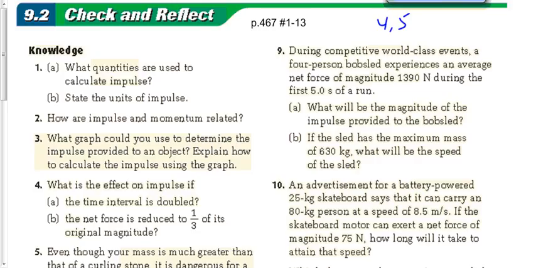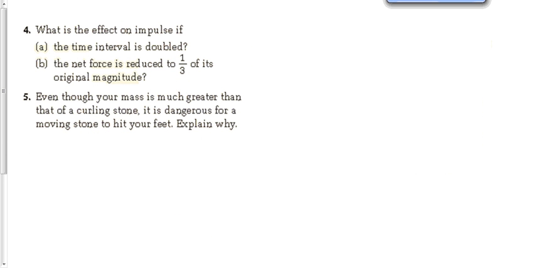Okay, number 4 says, what's the effect on impulse if the time interval is doubled if the net force is reduced to 1/3 of its original magnitude? This is variable value changing that we haven't done in the context of impulse, but we've done in the context of just straight momentum. You could see it any time this year with whatever equation we happen to be dealing with. This is my original impulse. It's equal to F times delta T. It's also equal to M times delta V, but the relevant equation of this is F times T, because you can see that I'm changing T and changing F.